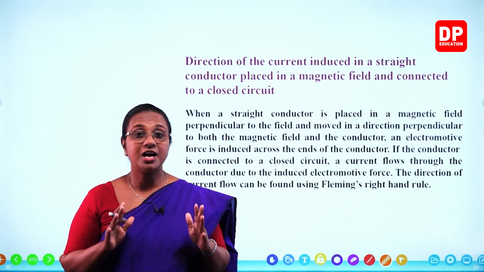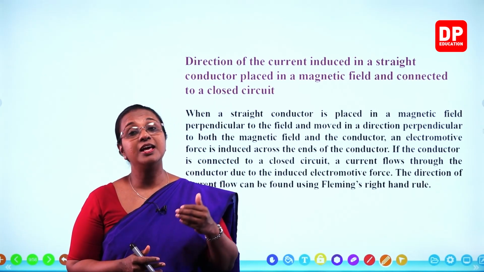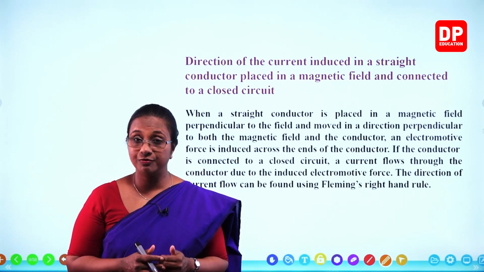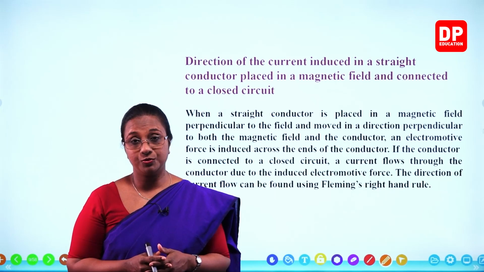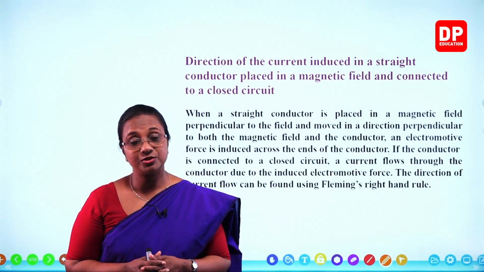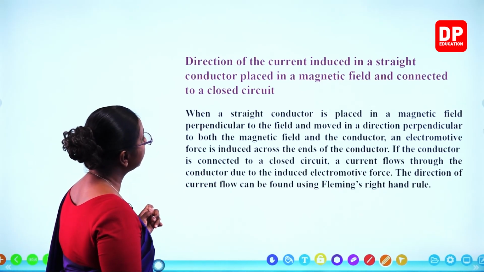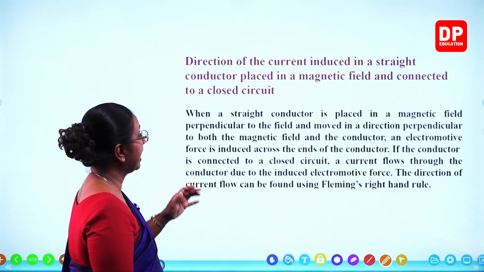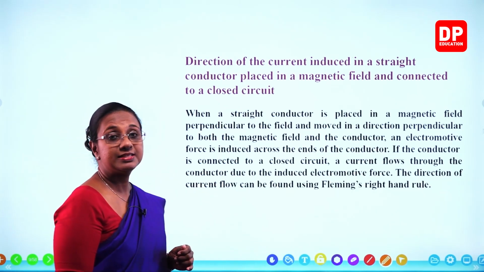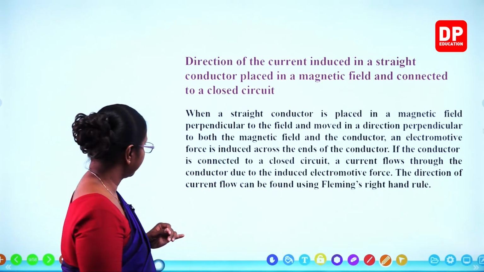And thereafter, I told you all that we can determine the direction of that induced electromotive force using Fleming's right-hand rule. So that is what we are going to understand now. Direction of the current induced in a straight conductor placed in a magnetic field and connected to a closed circuit. So we are trying to determine the direction of the current.